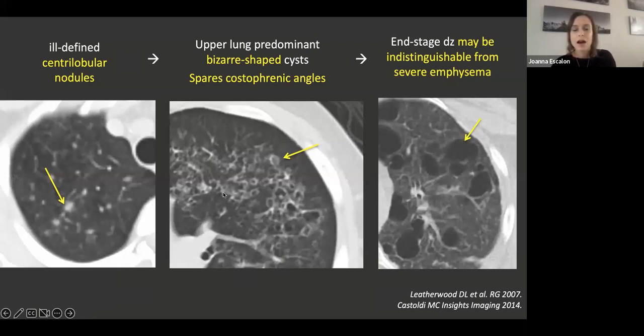They then cavitate and become upper lobe predominant bizarre shaped cysts. That's a buzzword, bizarre shape, because they can have a little polygonal shape to them. It tends to spare the costophrenic angles. And as it progresses in end-stage disease, it can be difficult to distinguish from severe emphysema.